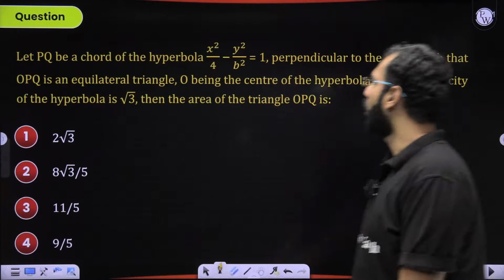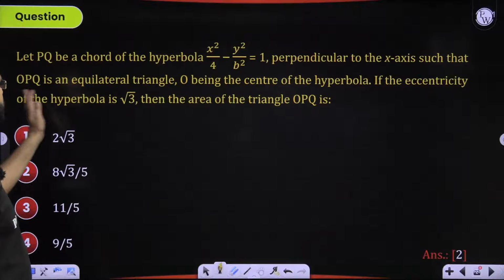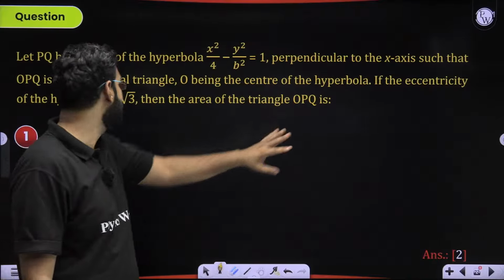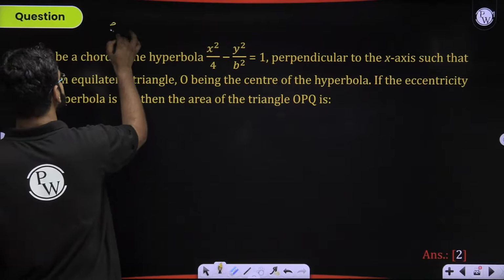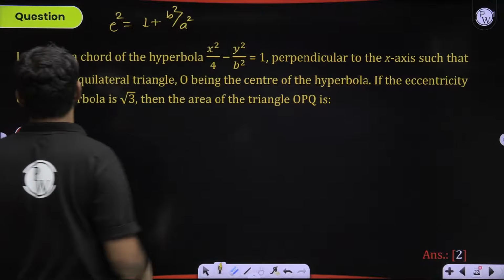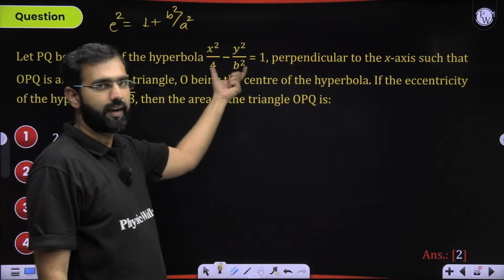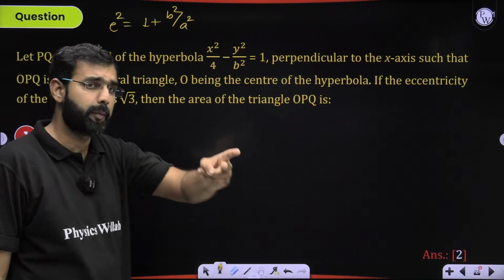Let PQ be a chord of a hyperbola, perpendicular to the x-axis, such that OPQ is an equilateral triangle, O being the center of the hyperbola, and the eccentricity of the hyperbola is root 3. I hope you remember, for a hyperbola, eccentricity is given by root of 1 plus b square by a square. Standard hyperbola it is. For a hyperbola, eccentricity is greater than 1, so it is plus. That's how I remember it.